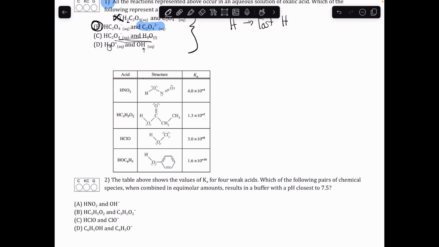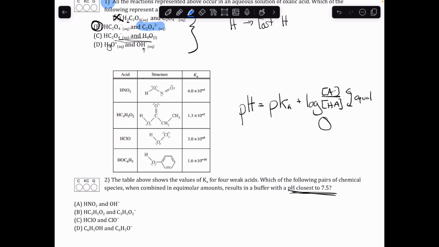All right, number 2 says, the table above shows the values of Ka for 4 weak acids. Which of the following pairs of chemical species, when combined in equal molar amounts, results in a buffer of a pH closest to 7.5? So the key part to remember in here is the pH of a buffer is equal to the pKa plus the log of A minus over HA. This is on your formula sheet, by the way. But if these two things are equal, the ratio is 1, and the log of 1 is 0.